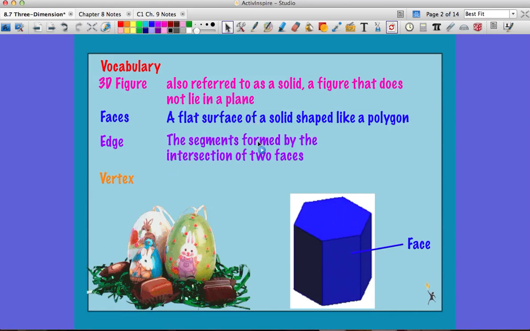An edge is the segments formed by the intersection of two faces. So anywhere that your walls meet, or where your walls and your ceiling or your walls and your floor meet, those are all edges.